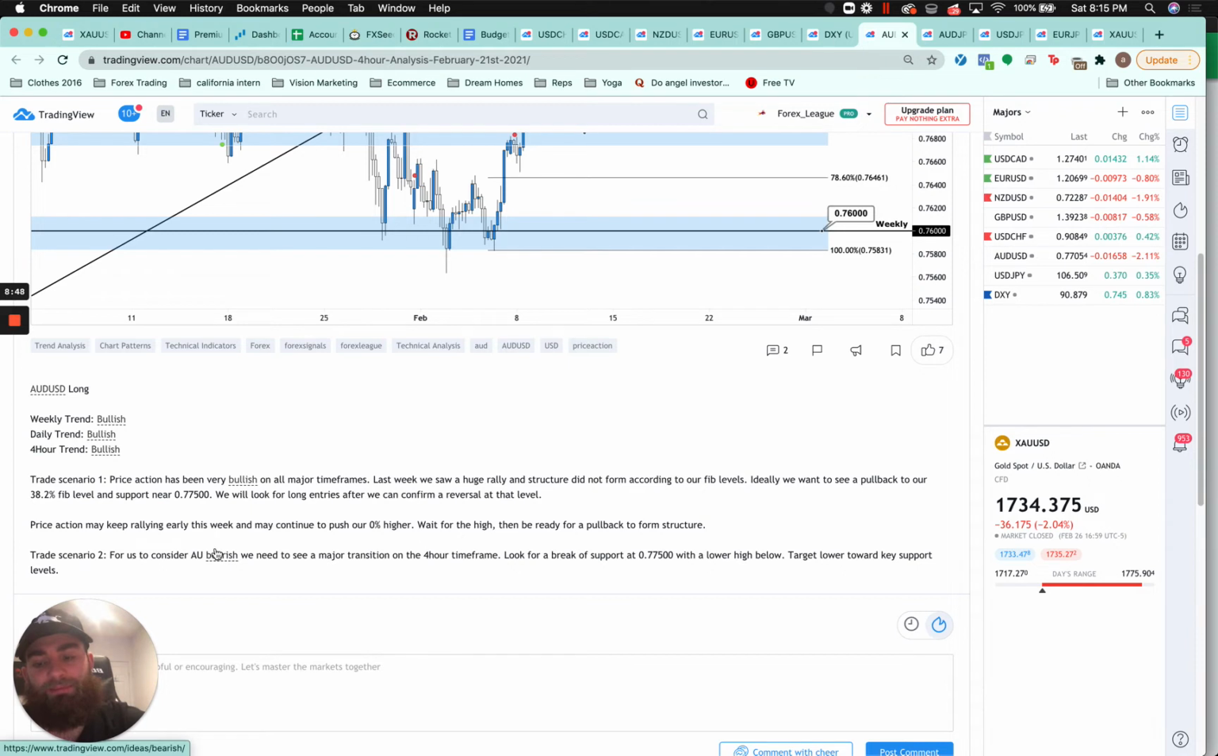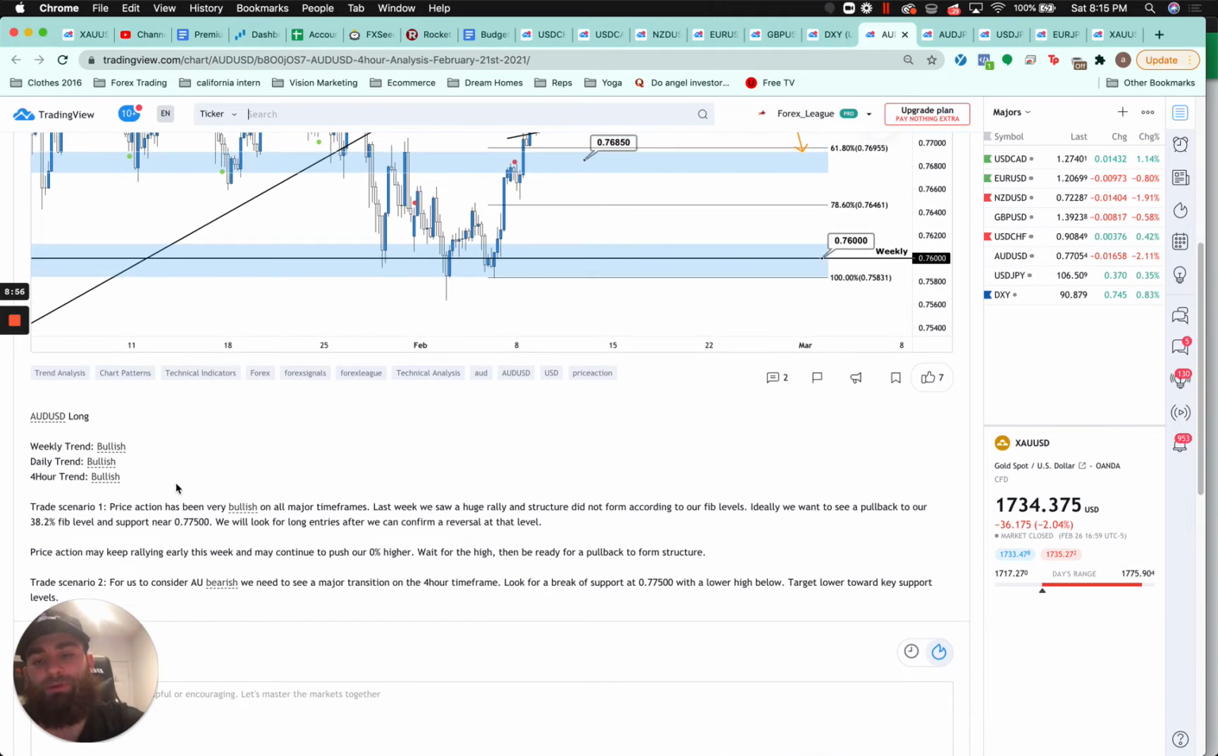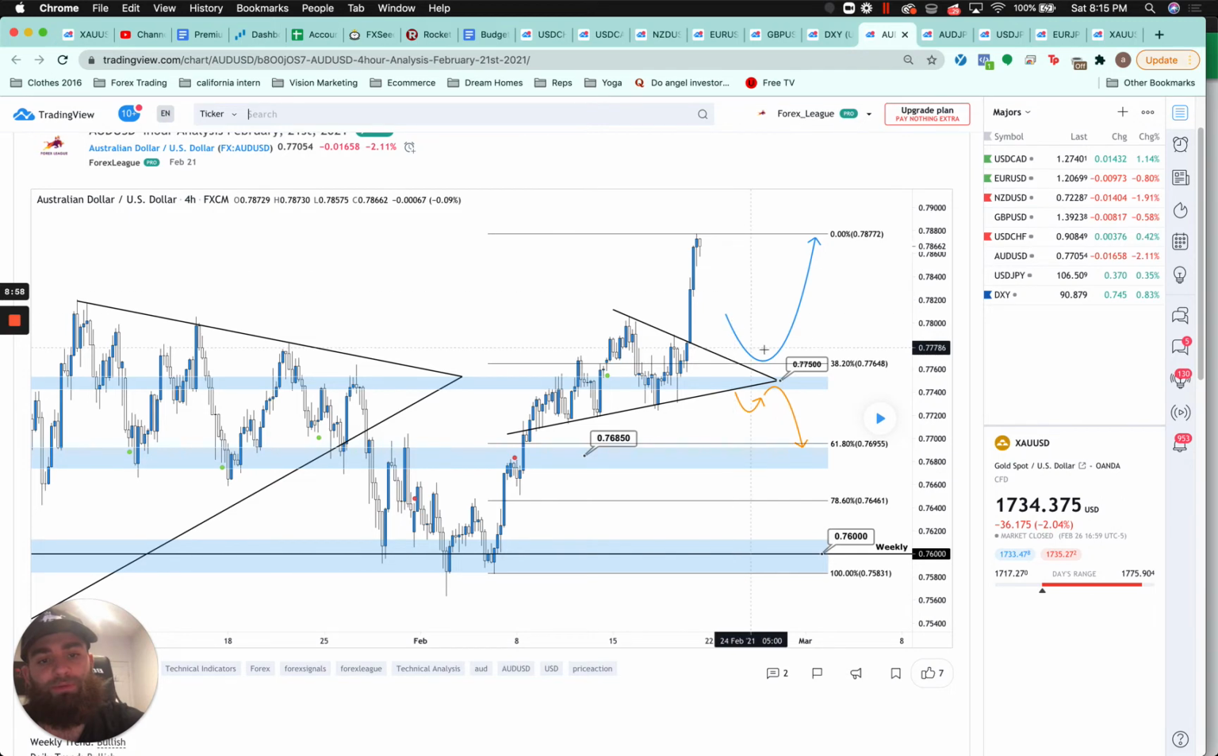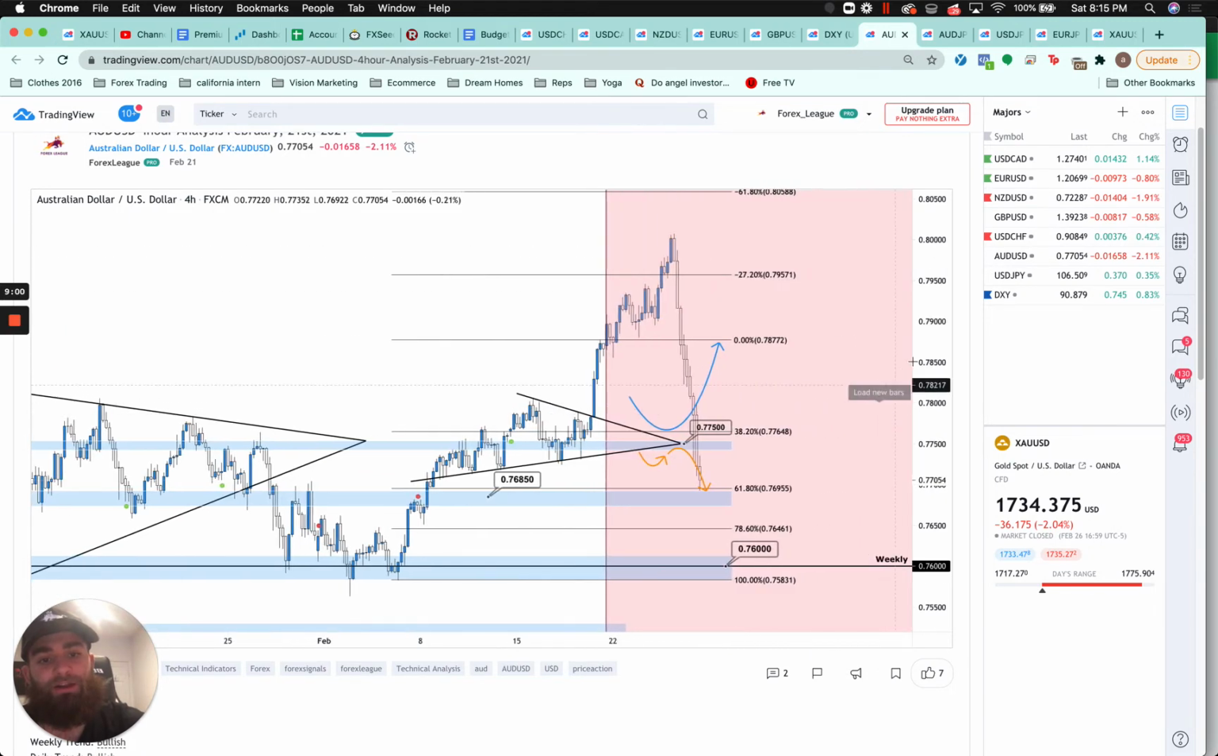Price action may keep rallying early this week and may continue to push our 0% higher. Wait for the high and then be ready for a pullback to form structure. So this one we were bullish on every time frame, looking for a pullback before heading even higher.